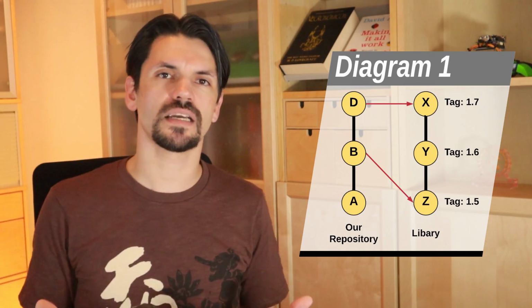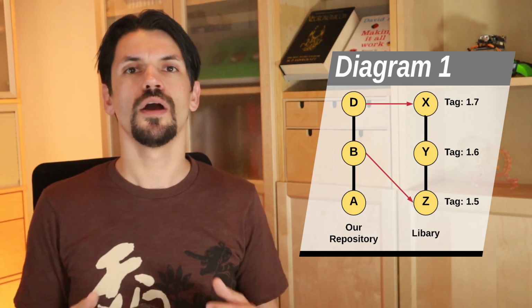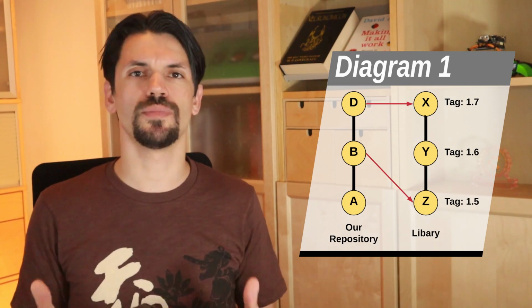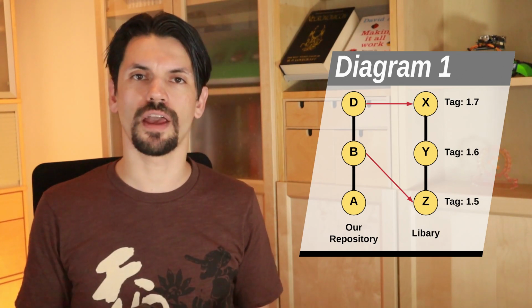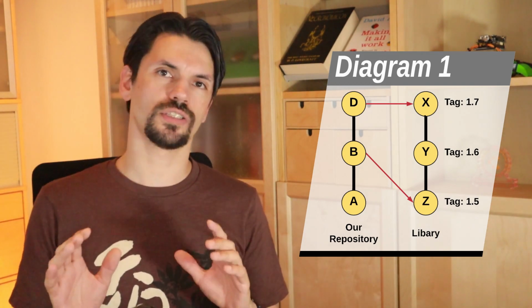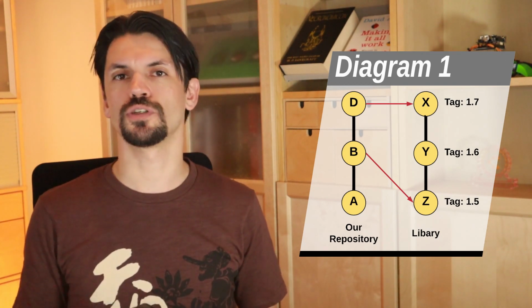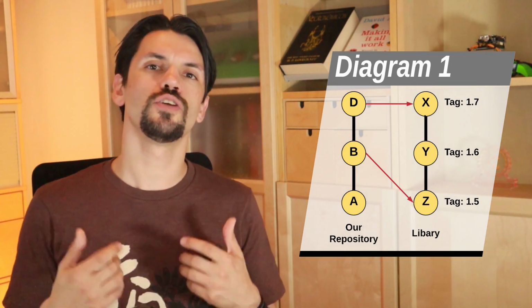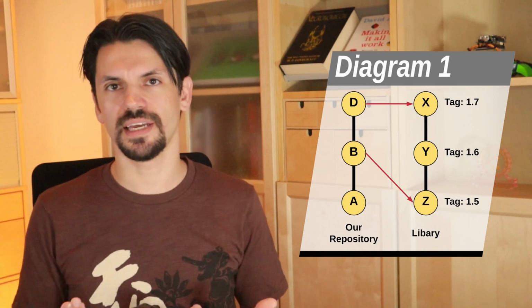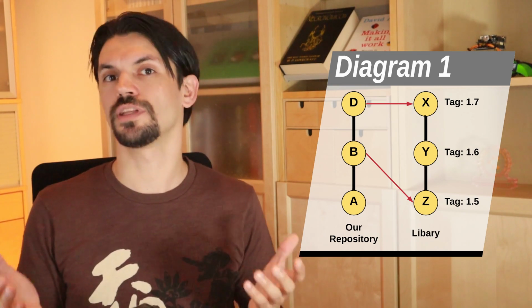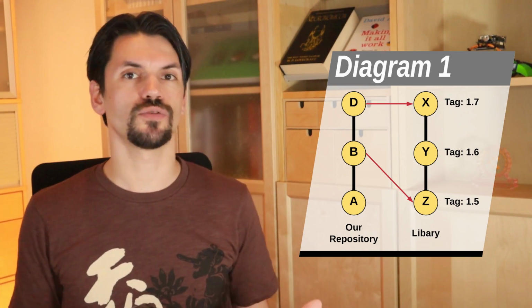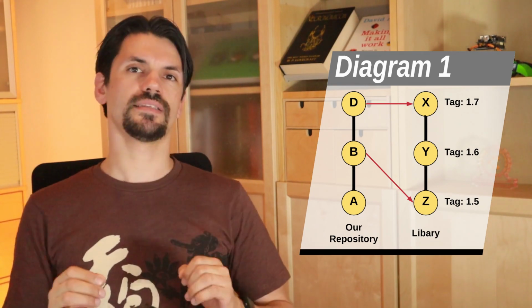Now, commits are how Git references it, but in practice, it usually means a commit that's attached to a tag like version 1.5. Say you want to upgrade your submodule to version 1.6. Then you would make a new commit, D in our example, and point that to the commit for version 1.7. Sounds easy, right? But in reality, it doesn't always work out that way.